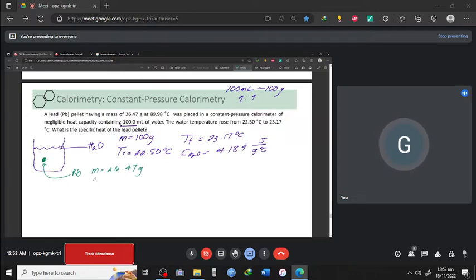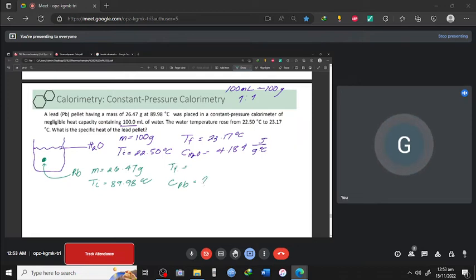And then, binigyan tayo ng initial temperature na 89.98 degrees Celsius. Ngayon, as you can see, wala siyang final temperature. And then, of course, yung pinapahanap sa atin is yung specific heat ni lead. Okay. So, nawawala yun.